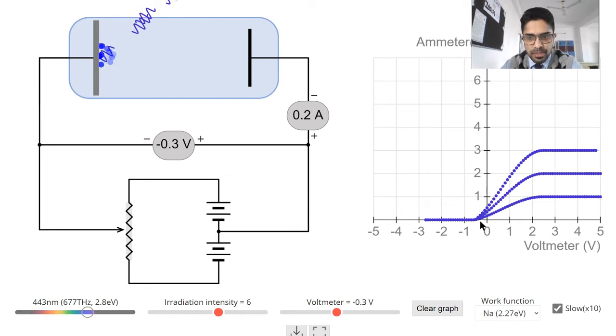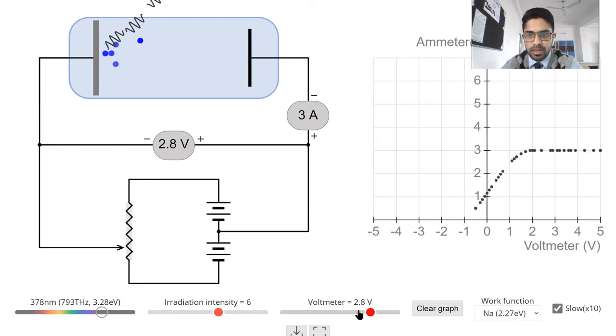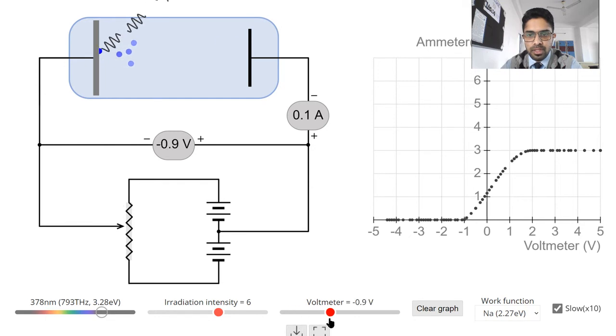Okay, now you see at this value, earlier the current became 0 for the green color light when the voltage was 0, right? Now the current is becoming 0 when the voltage is minus 0.5 volt. If I take a ray of higher radiation, higher energy, say 3.28 electron volt, and I change the voltmeter reading, here you can see the current became zero when the voltage is minus 1 volt.